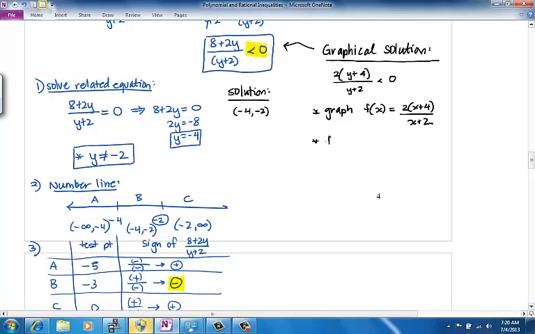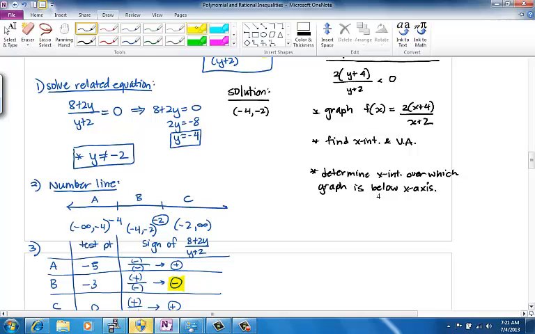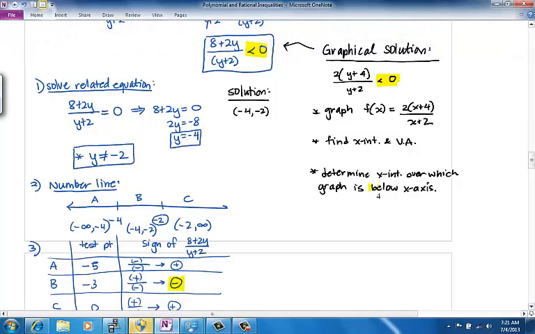And then find the x-intercepts and the vertical asymptotes, and then use the graph and those pieces to determine the x intervals over which the graph is below the x-axis, because it was less than 0 that we're looking for. So less than 0 means below the x-axis.